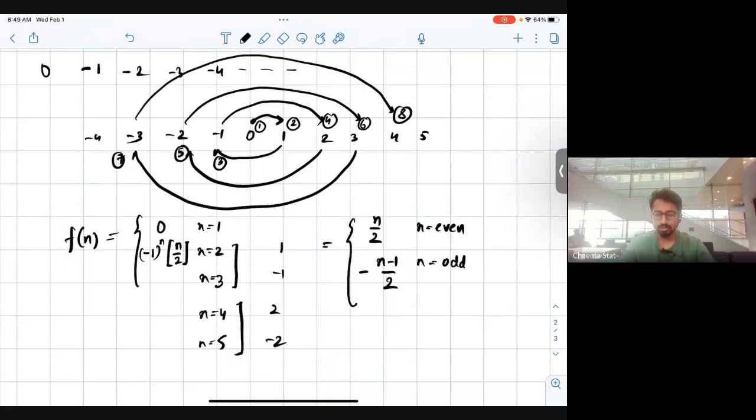For any even n, it's n by 2. For n odd, it's minus (n minus 1) by 2.